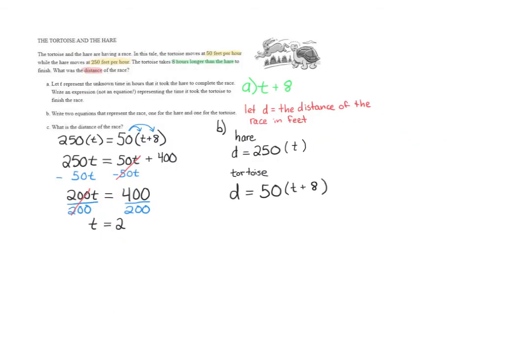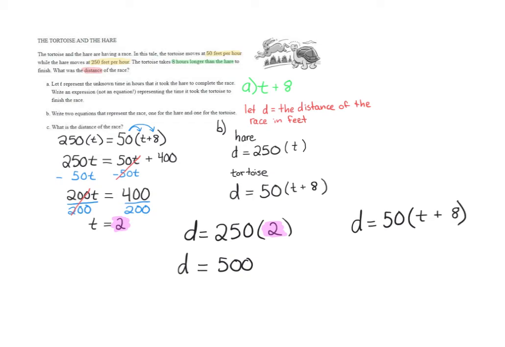All right, I'm going to start with this equation first. D equals 250 times t. Well, now we know t equals 2. 250 times 2 is 500. So to be sure we've done this correctly, let's plug 2 into the other equation for t.